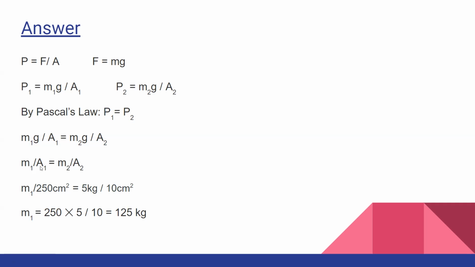So we just multiply both sides by 250. So we get M1 is equal to 250 times 5 over 10, which is the same thing as dividing by 2. So we get the mass on the other side to be 125 kilograms.